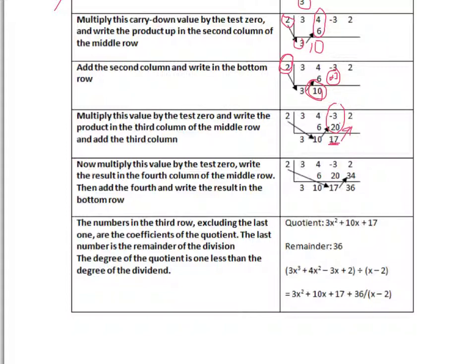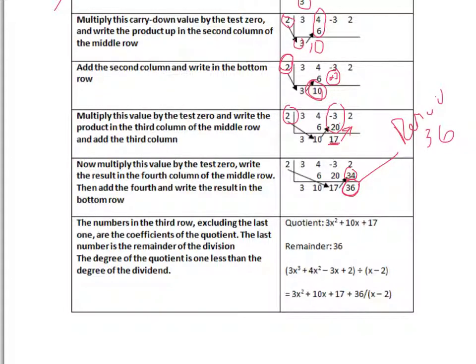How do we get here? Well, we multiply our 17 times our 2. So that gives us our 34 right there. Add these up. We get 36. Now, what does all of this mean? Unpacking this. Now, this number in the end is the remainder. So we know we have a remainder of 36.